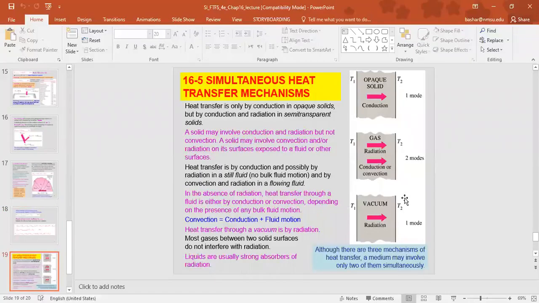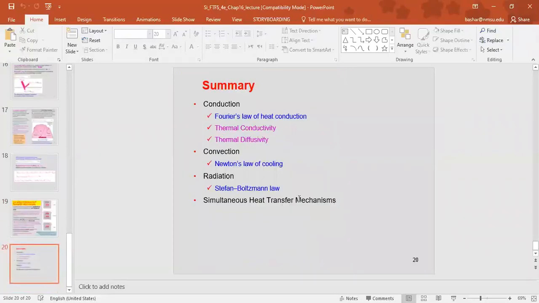Now, these modes can happen simultaneously, and in practice there will always be two or more of these heat transfer mechanisms occurring simultaneously. We'll consider examples about this.